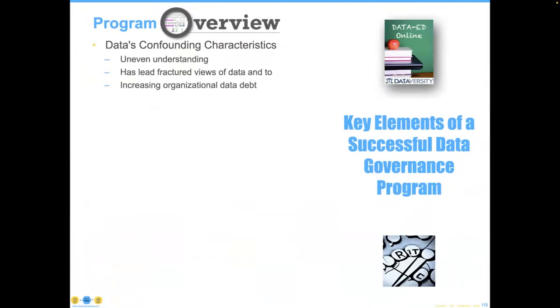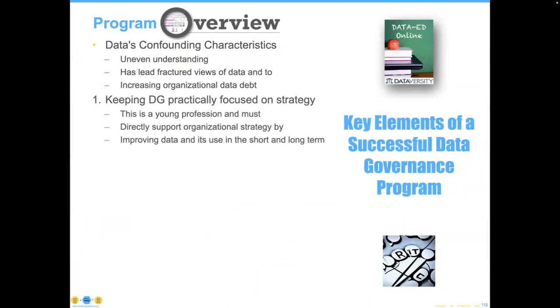So we're going to get to our overview and takeaways here. Again, data has some very confounding characteristics, which means you have a very uneven understanding. And if you're trying to explain it to people in an elevator, you shouldn't be surprised that people have fractured views and that they are unfamiliar with the increasing organizational data debt that occurs. But by keeping data governance practically focused on strategy, everyday low price is a really easy target when you're in there. It's recognition that this is a young profession and we're going to support the strategy by improving the data and its use in short term and long term. And that means we can't just improve the data for people. We also have to improve the way in which people use that data.